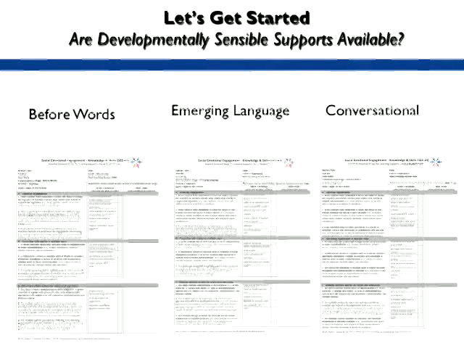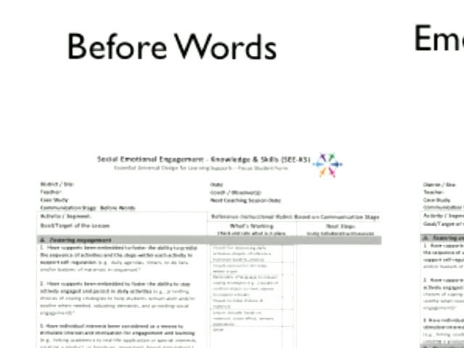In your handout packet, you will have developmentally sensible checklists. One for the before word stage, one for the emerging language, and one for the conversational level child. These are going to be coaching checklists so that we can either use them to self-assess how we're doing individually, or we can use them to mentor our colleagues and peers in teacher-to-teacher coaching sessions. That's how the SEEKS program is designed to operate. So if you're working with students that are before words, you're going to use the before words checklist.